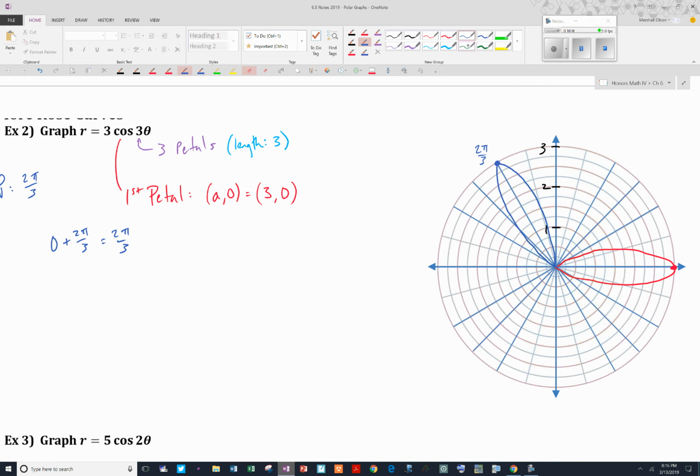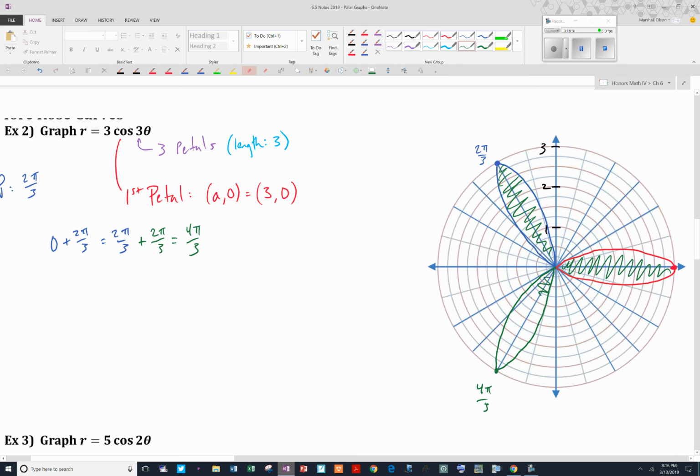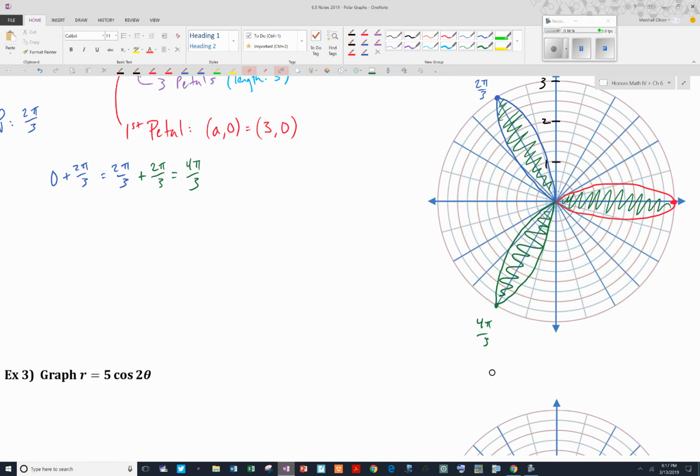And then I'm going to add 2 pi over 3 to that and get 4 pi over 3. That's my third and final petal, because remember, we only are going to have 3 petals here. So that's going to put me right here at 4 pi over 3. And there's our graph. Symmetric in the x-axis because it's cosine. So it started on the polar axis right there, 3 units away because a was 3. There's our polar graph there.